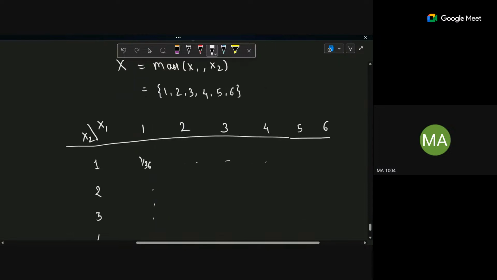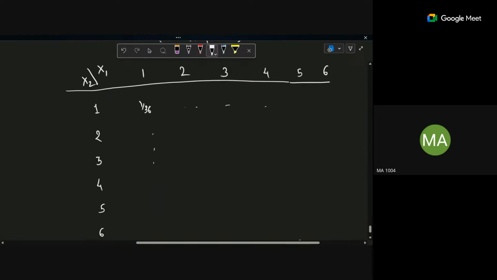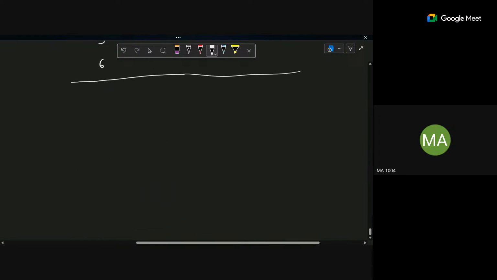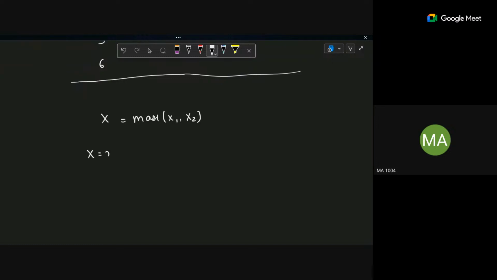Oh, but there is something why I have written the table like that. Okay, so now let's calculate the PMF for your random variable X, which is the maximum of X1 and X2. So its PMF will contain how many values? 6 values, yeah, 6 values. And what are their probabilities?